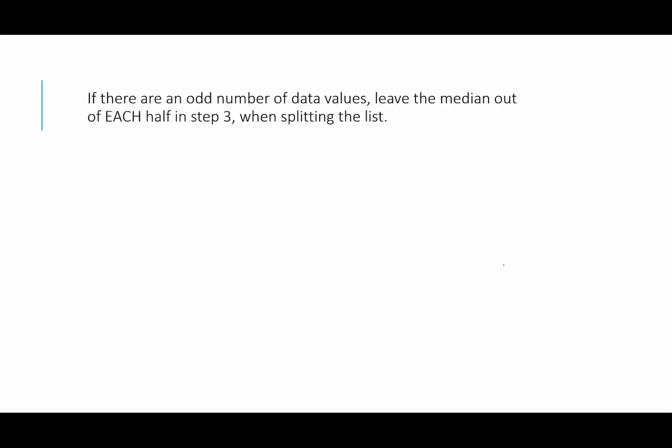Let's write this little checkpoint down: if there are an odd number of data values, we are not going to use the median when we're figuring out the first quartile and the third quartile. We leave it out because it's not included in either one.